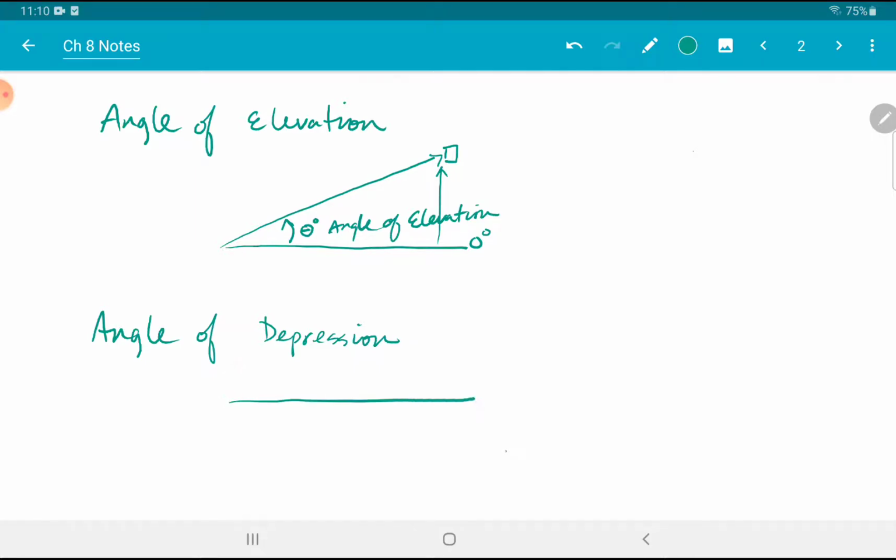However, if something goes below the 0 degree mark, so now the angle is going in the clockwise direction, and that angle is now formed in the lower part, then this angle right here is called the angle of depression, where depression just means going down. Okay, so that angle is going down. So those are two vocabulary terms you're going to need.